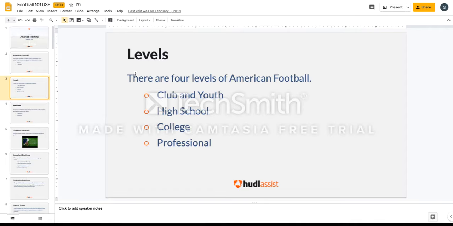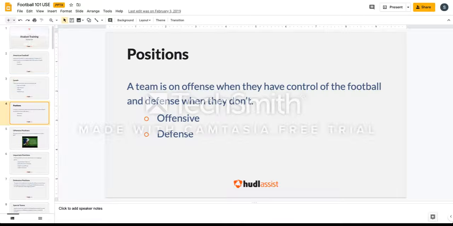There are four levels of American football. The first is club and youth, then it's high school, then comes college, and the highest level of American football is the professional level, and the name of the league is NFL, that is National Football League. So let's move forward. Okay, so like we said, we have two teams in American football that are playing against each other.